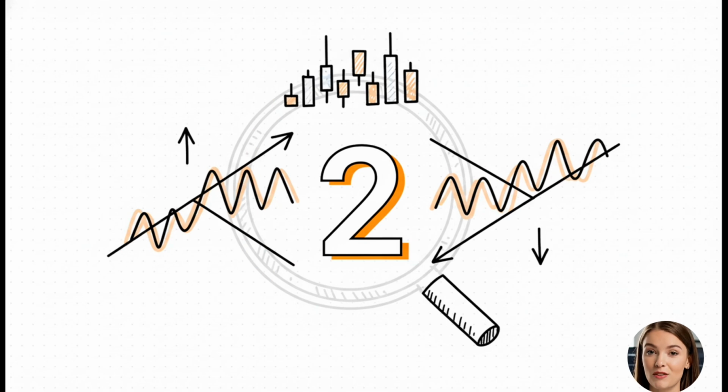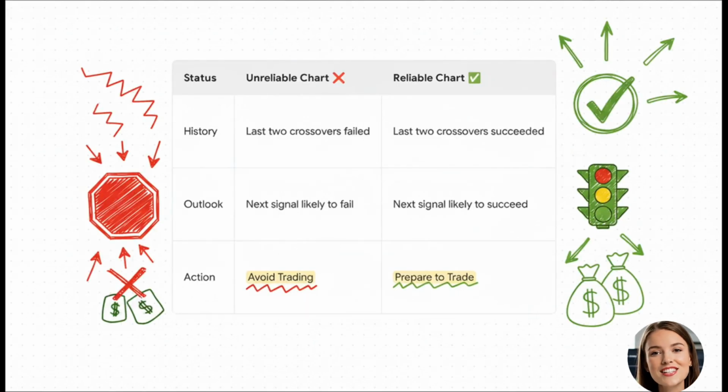And this is it. This is the simple rule that makes the whole thing work. Before you even think about placing a trade, you have to look back and analyze the last two crossovers that happened on that chart. How they performed, that's your guide. And what's great about this is how it turns that rule into a super clear decision-making tool.